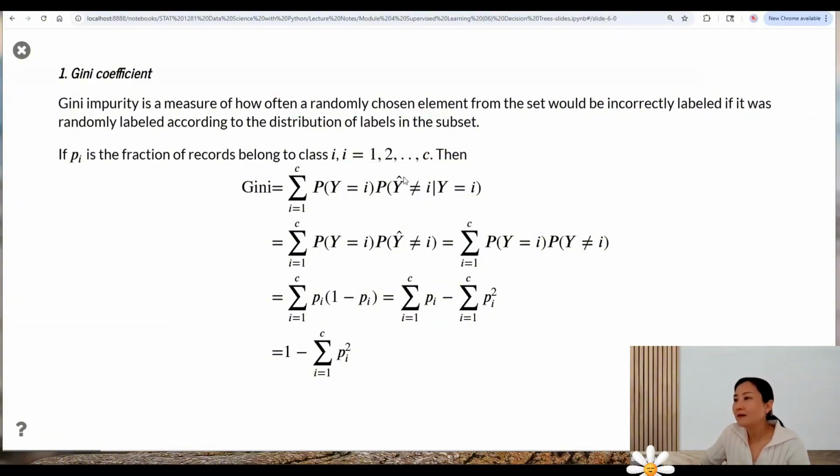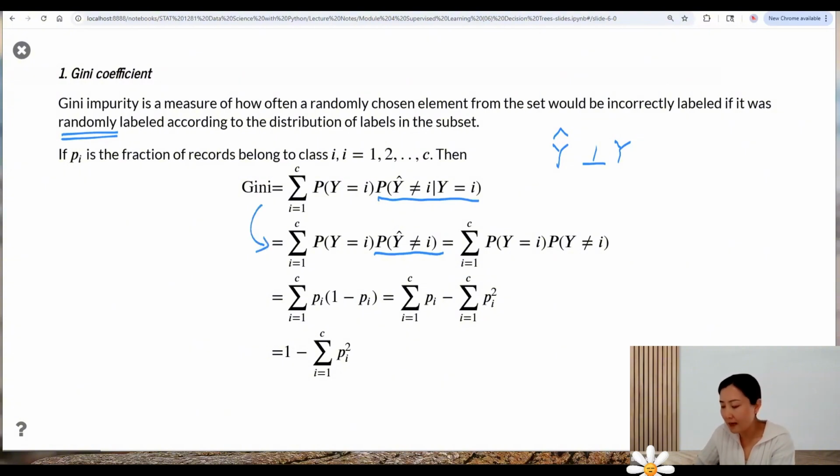All right. And then this is equal to this. This conditional probability is equal to this unconditional probability. That is because y hat is randomly predicted, randomly labeled. So y hat and y are independent. That's why this conditional probability and this unconditional probability are equal. So that's why we can arrive at this step.